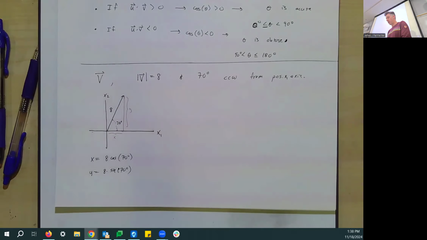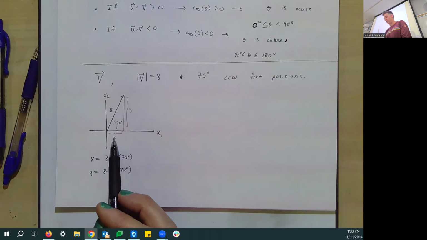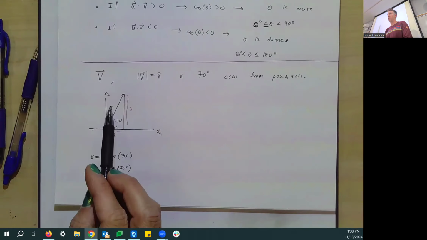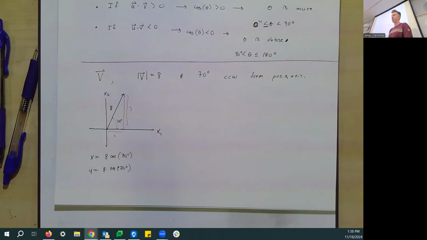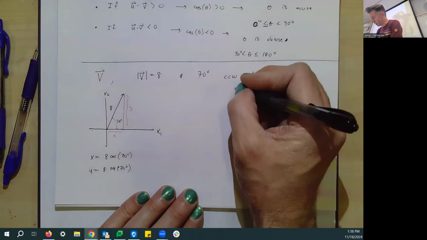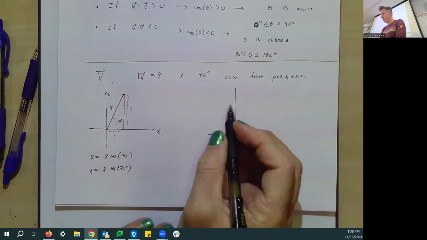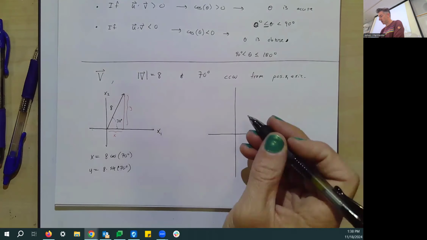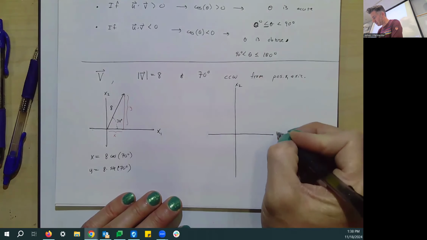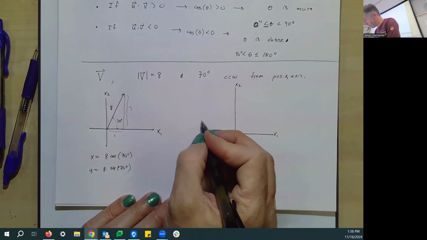Because if you look at this triangle, cosine of 70 is x over 8 and sine of 70 is y over 8. So you can then solve for x and y. Well, let's do the other one. We're moving 70 degrees counterclockwise from the positive x2 axis. So we're really going like this.